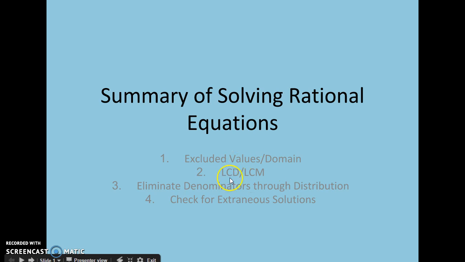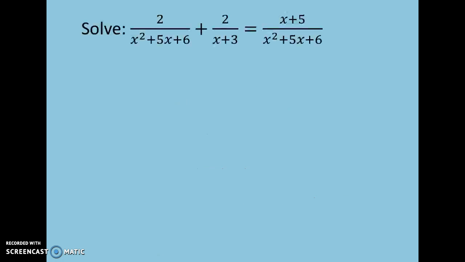How to find the least common denominator, also known as the LCM, the least common multiple for the denominator, and using that denominator by distributing the LCM or the LCD through the entire equation. And then, of course, checking for extraneous solutions. So let's take a look and see what we are going to work with.